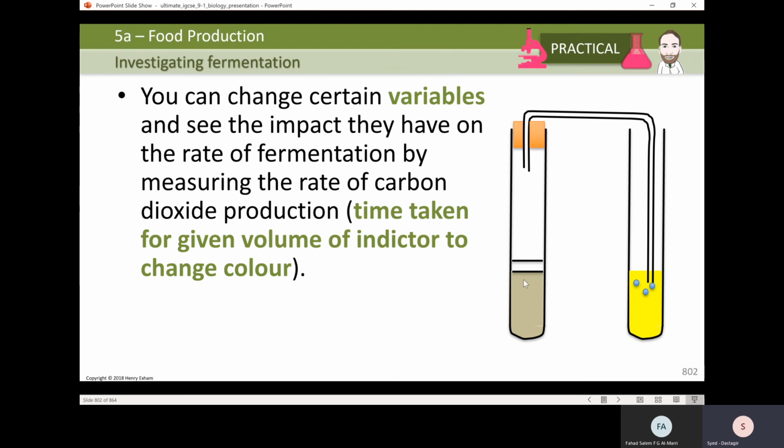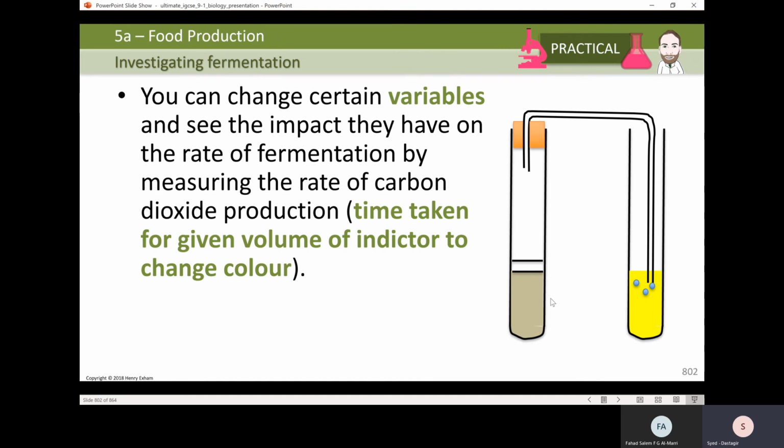Fahad, what does rate mean? Rate means per second. Yeah, so how fast fermentation happens. And yeah, go on. Okay, so we can see the rate of fermentation by measuring the rate of carbon dioxide production.